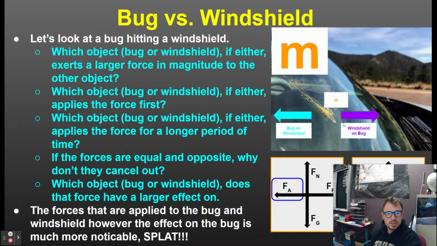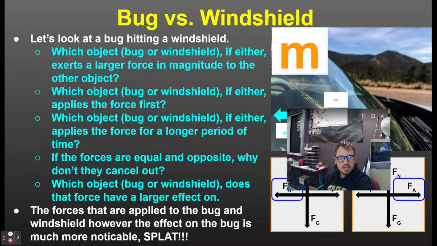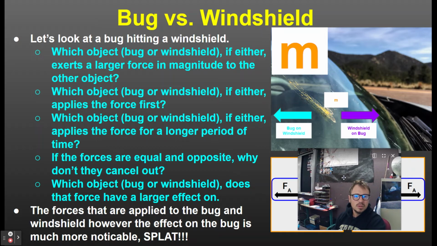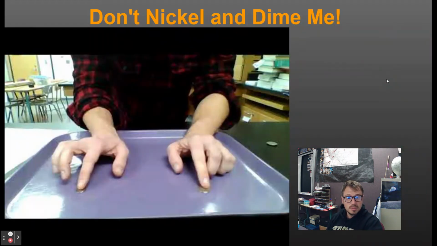So here I've got the bug on the windshield. If we look at the free body diagram, it's sort of hard to tell there, but notice that the windshield is connected to the car. It has a much larger mass, which means it resists change in motion more. So that little bit of force isn't going to have much of an effect on that large car, but it's going to have a large effect on that bug. It's going to accelerate a lot more.